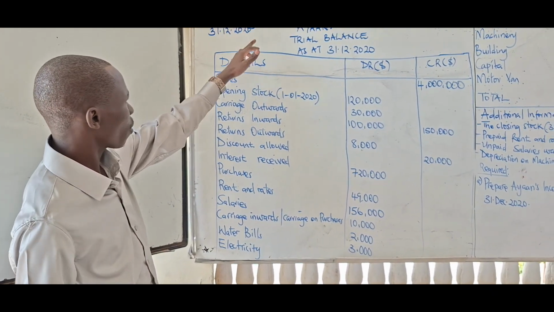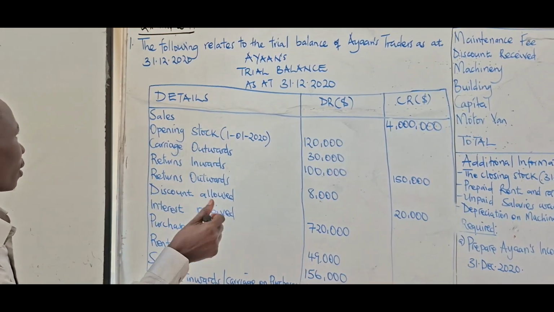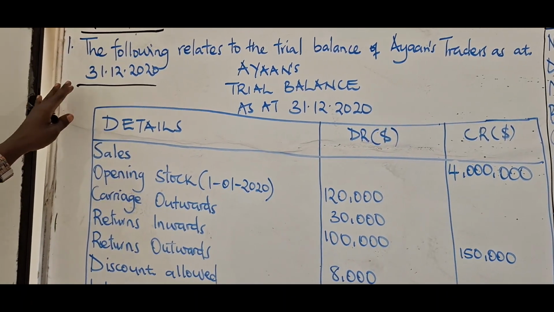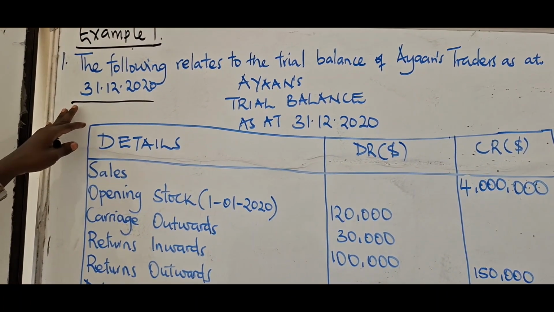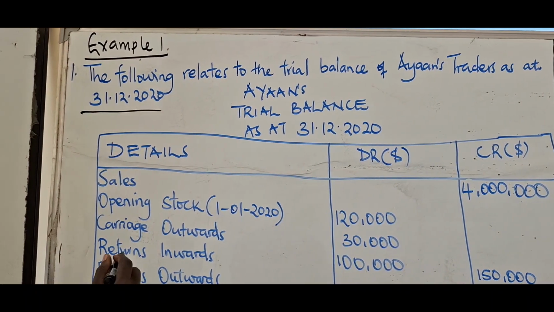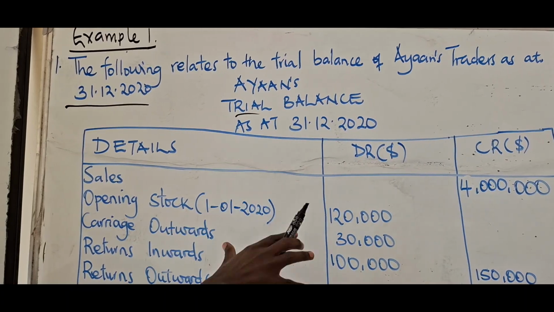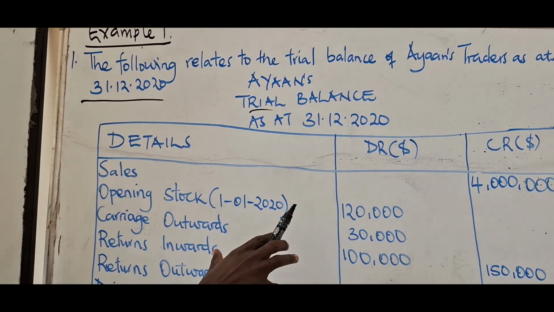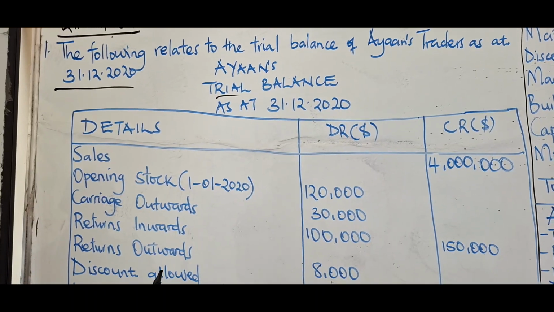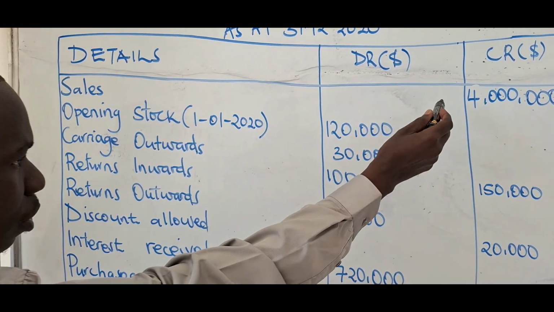The following relates to a trial balance of Iron Traders as at 31st December. Meaning this business's accounting period ends on 31st December. Of course, this was 2020. They are giving us this trial balance. We talked about it, it is just summarizing. As I told you last time, the trial balance summarizes balances as extracted from ledger accounts. For example, here they have included sales of 4 million, which is here.